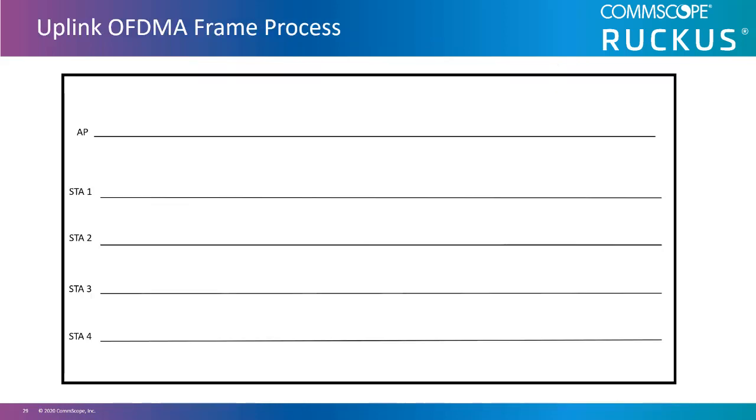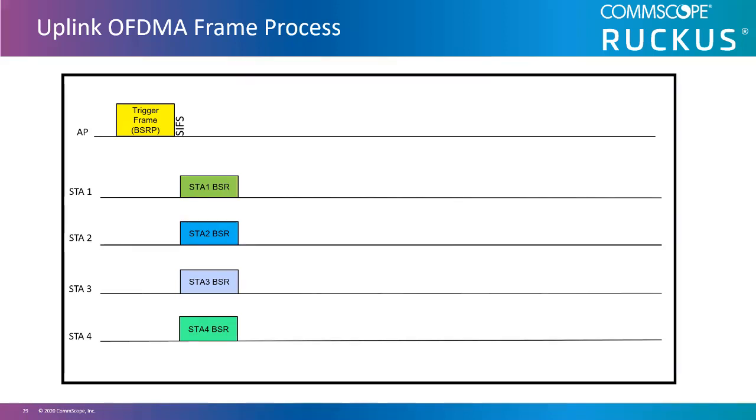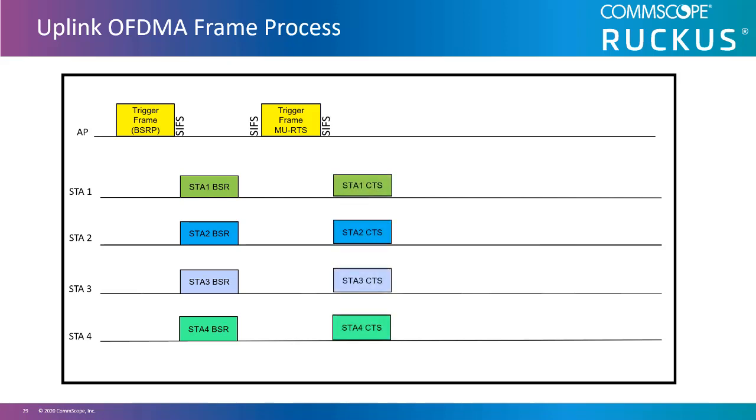Let's look at this in detail. The uplink process begins with the AP contending for airspace and then sending a buffer status report poll. This allows the AP to evaluate what RU allocation needs to be done to accommodate each station's needs. Once the stations respond with their BSR, the AP will then send a multi-user ready to send and wait for each STA to respond from its assigned RUs with the BSR.